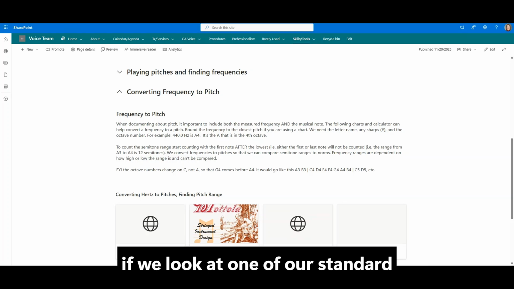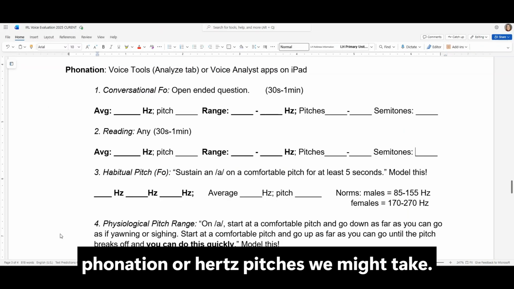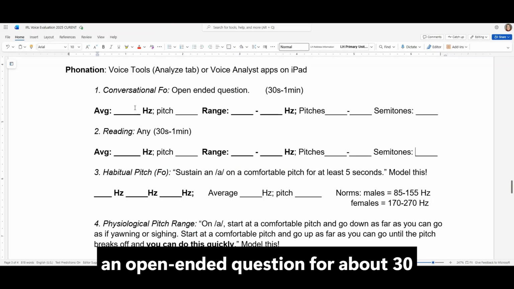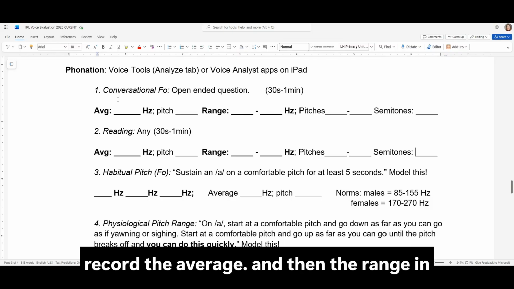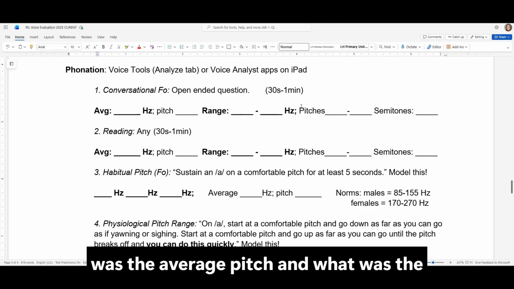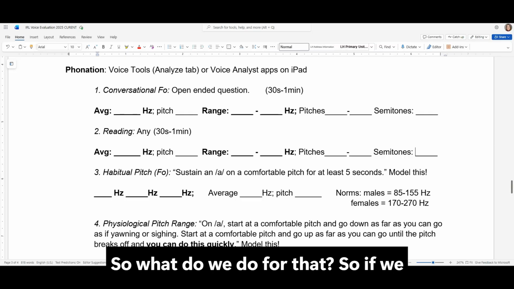So if we look at one of our standard evaluation forms, these are some of the phonation or hertz pitches we might take. When we do a conversational one, you do an open-ended question for about 30 seconds to a minute. You're going to record the average and then the range in hertz. But look, we want an average. What was the average pitch and what was the pitch range and what were the semitones? So what do we do for that?